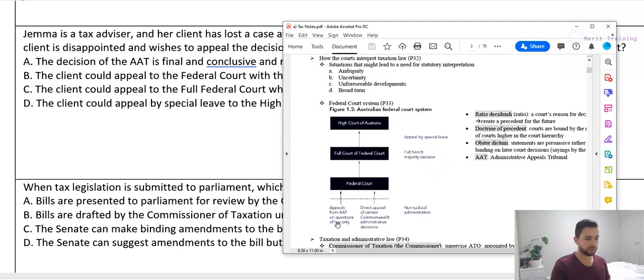So basically if you have a judgment here and you're appealing it, you go to federal court. If there's a judgment here and you're appealing it, you go to full federal court, and so forth, all the way up to the High Court of Australia. So the difference between federal court and full court is this one has a full bench, this one does not, so single judge.